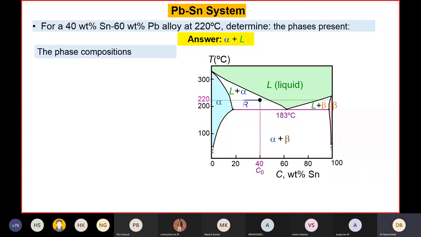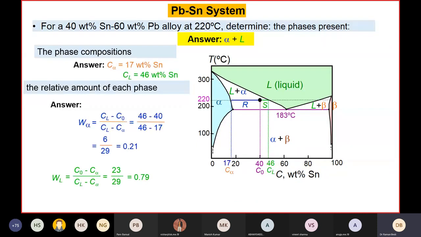We already have, it's again a similar example, which now this is what you were asking, is it? I had that, I forgot that I had it in the next slide. So when your point is at the liquid plus alpha region, this is what you can read. Then you can draw the tie line, C alpha, C L can be found.